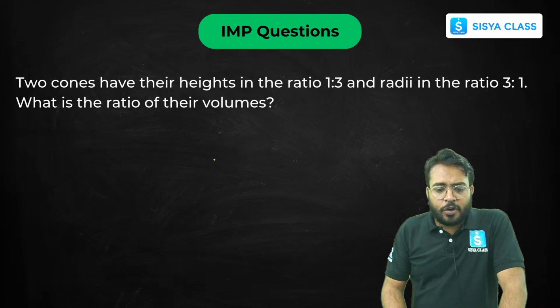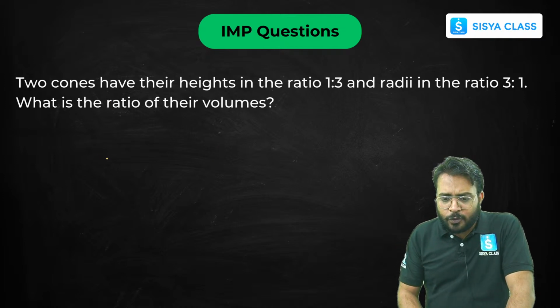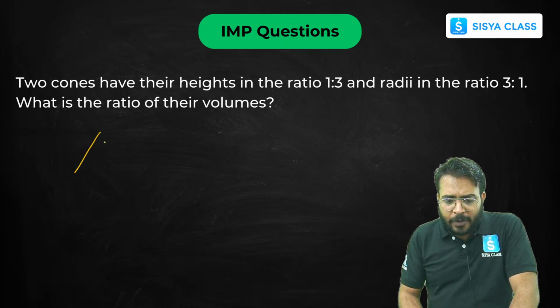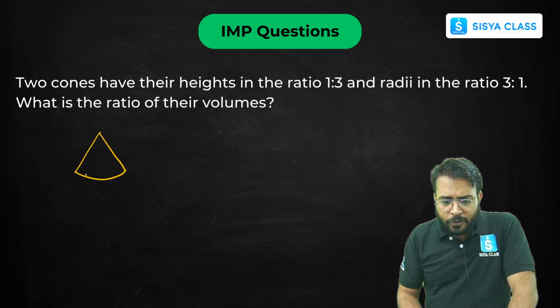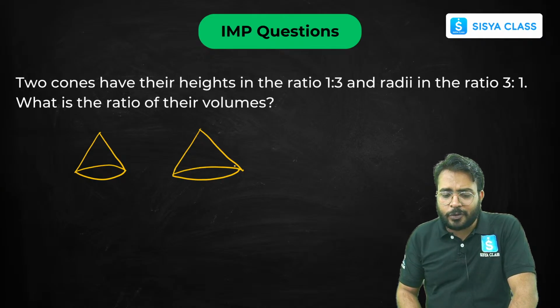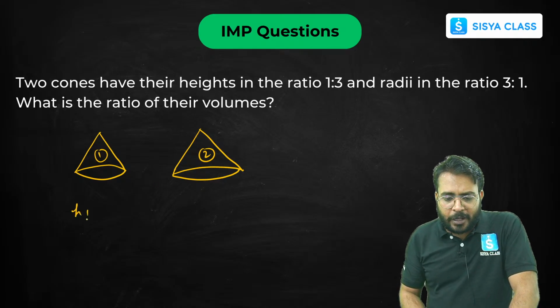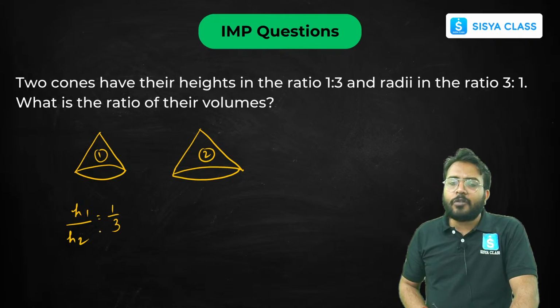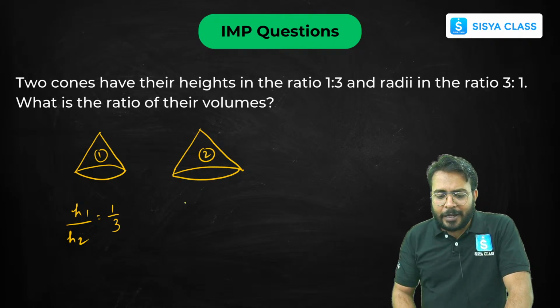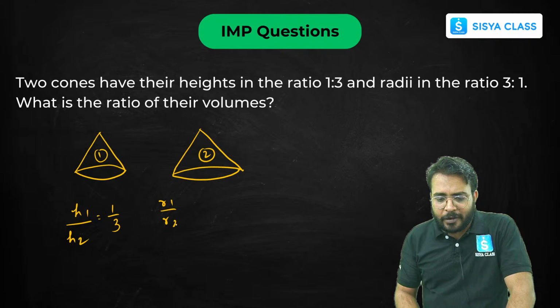Now, we are having two cones. Suppose I have my cone 1 and my cone 2. This is my cone 1 and this is my cone 2. What they have given is the ratio. They are saying that the ratio of their heights is given as 1 by 3, or 1:3. And the ratio of their radii is given to you as 3:1, or 3 by 1.